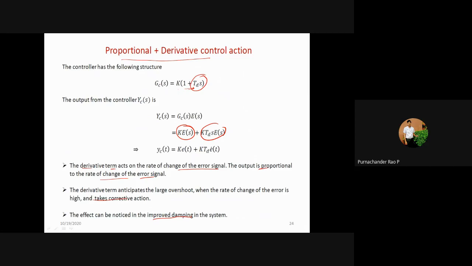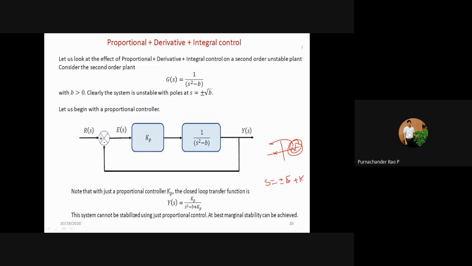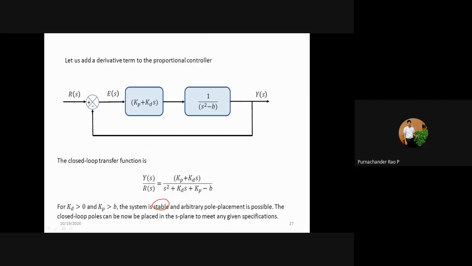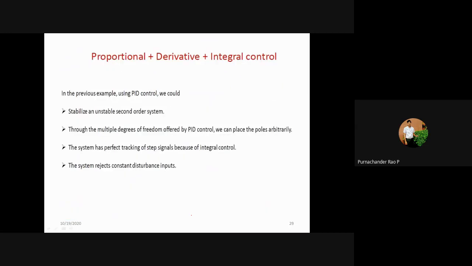This is the effect of the proportional plus derivative controller. This is a new transfer function model: the proportional plus derivative plus integral controller. All are acting here, so stability will be improved and error will be reduced. These are the advantages of the system.